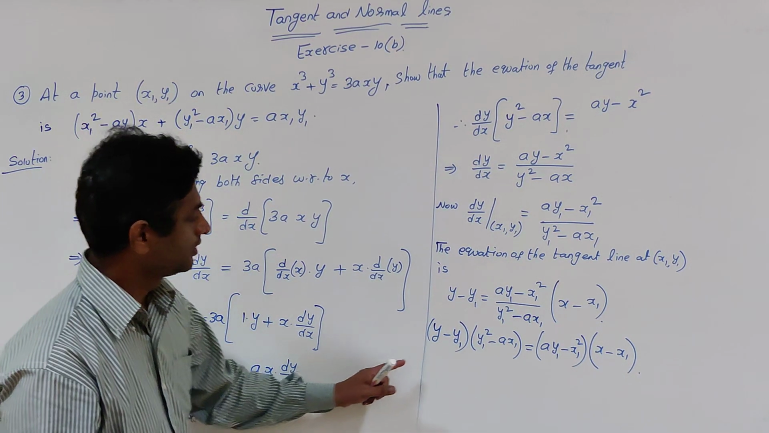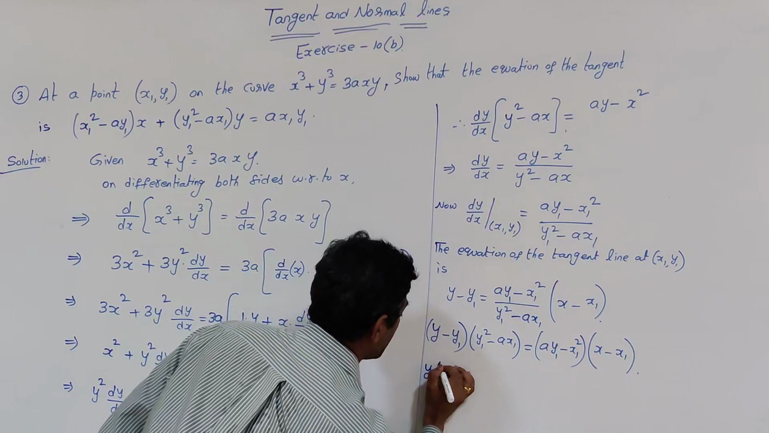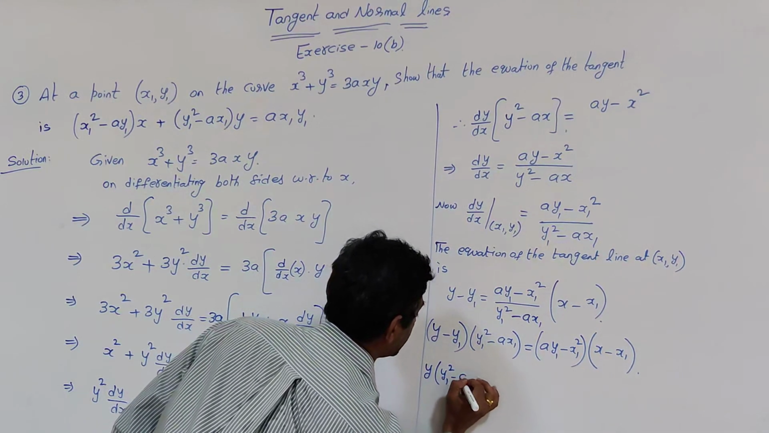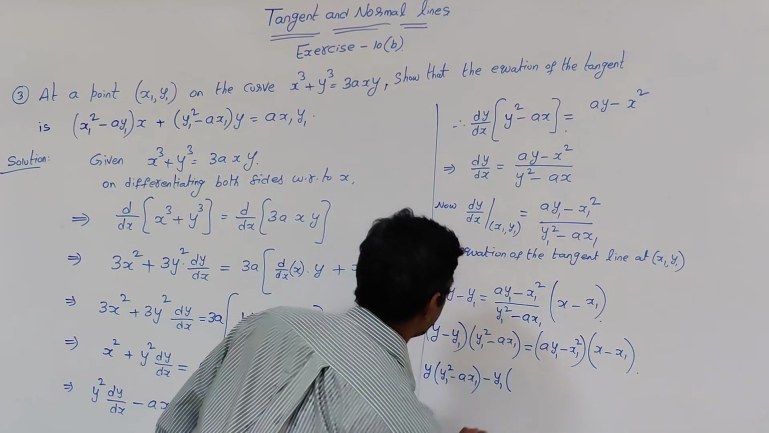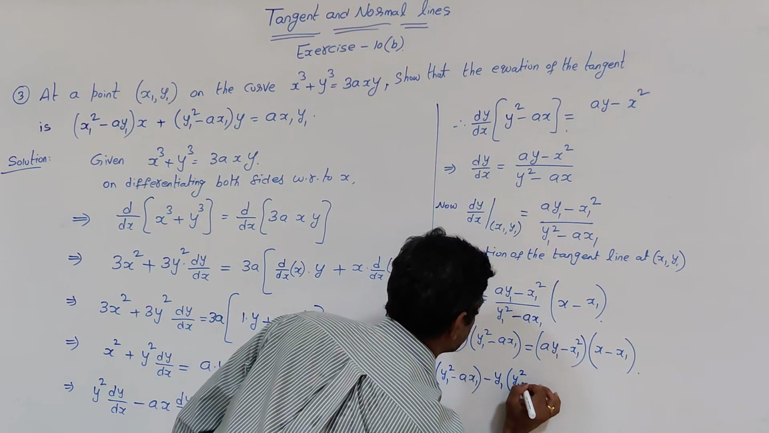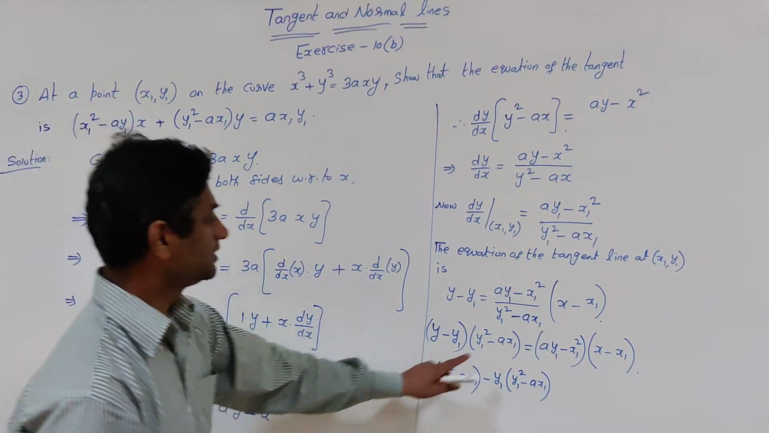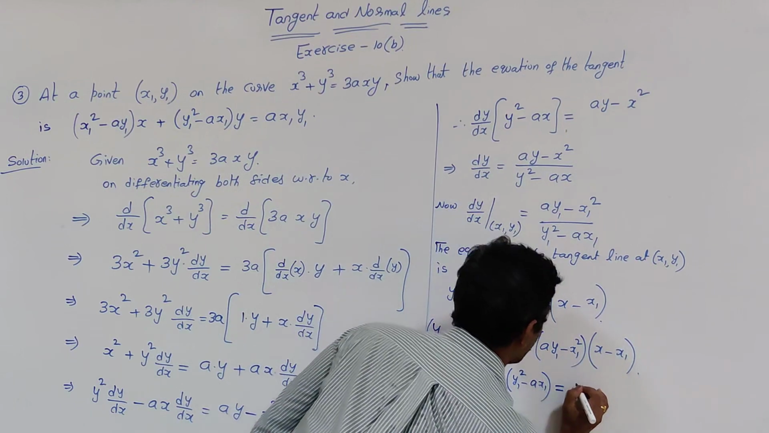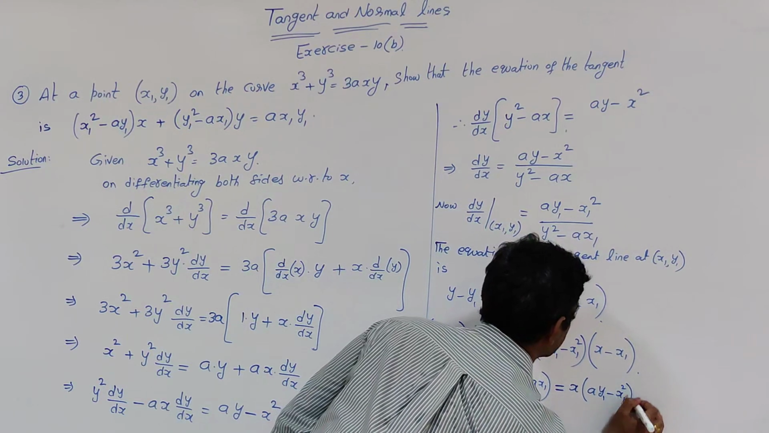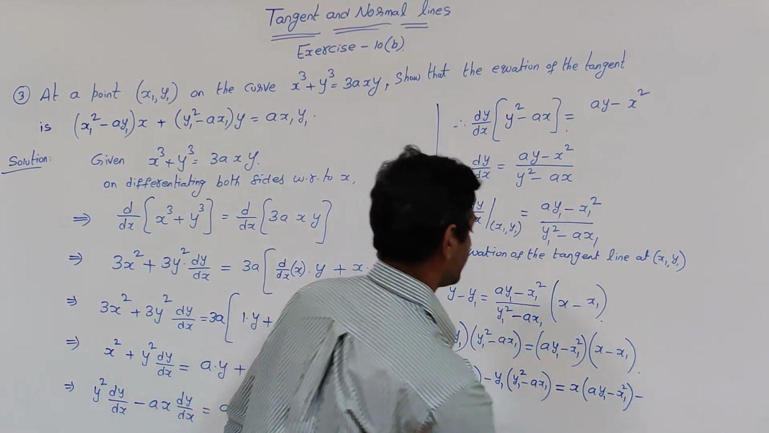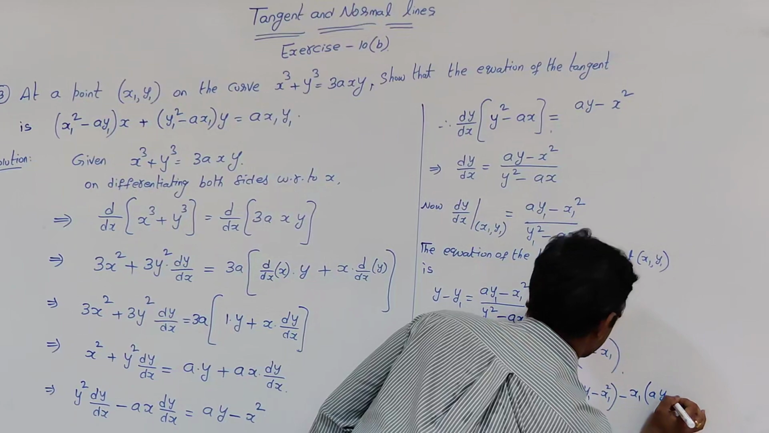Now we can expand: y times y1 square minus ax1, minus y1 times y1 square minus ax1, simplifying, is equal to x times a y1 minus x1 square, minus x1 times a y1 minus x1 square.